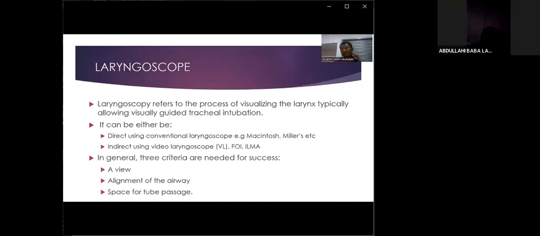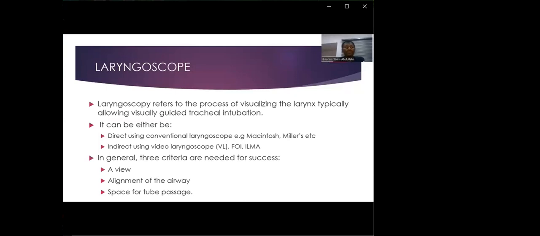However, to do endotracheal intubation, it requires laryngoscopy. So laryngoscopy refers to the process of visualizing the larynx, typically allowing visually guided tracheal intubation. It can either be direct, using a conventional laryngoscope like the Macintosh or the Miller blades that we use, or it can be indirect, using a video laryngoscope, fiber optic intubation, or an intubating LMA.